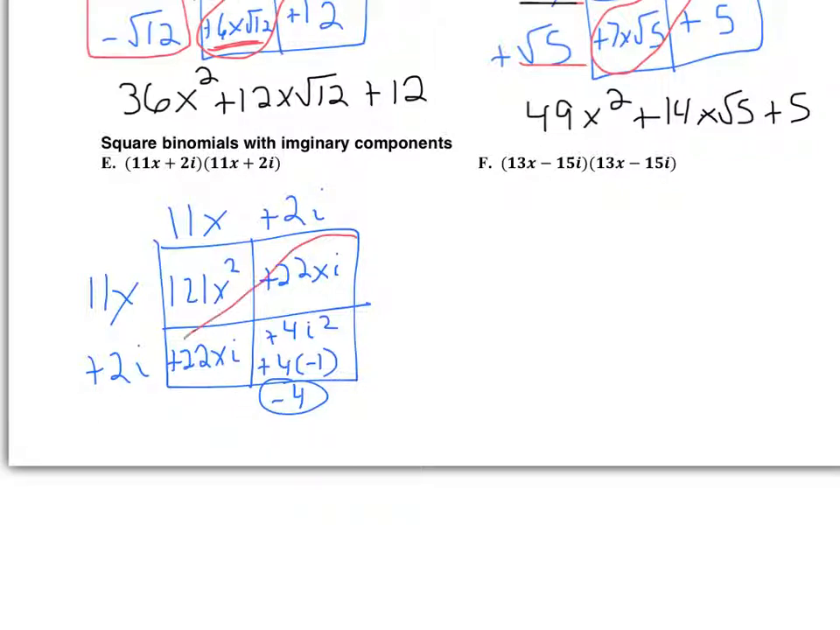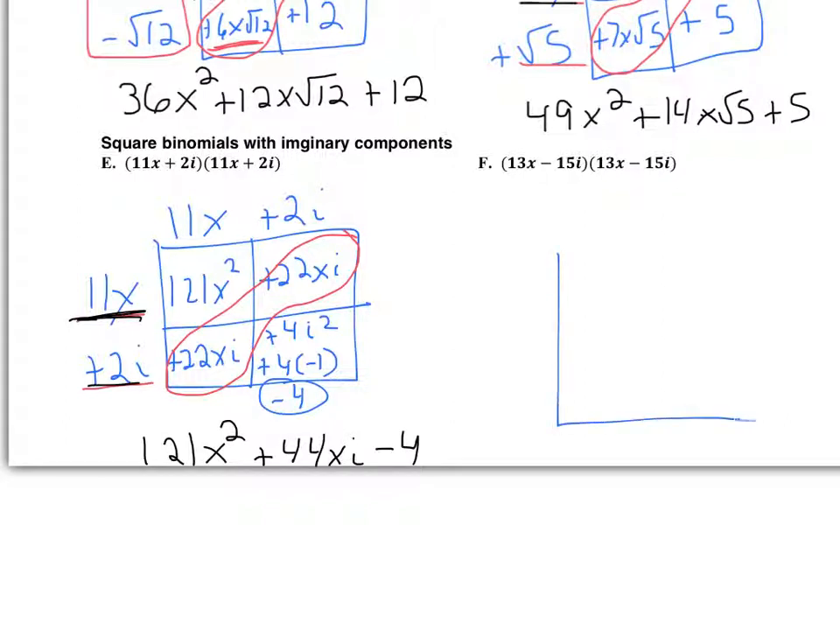We still have the middle terms that are the same, and they come from 11x times 2i. So in this case, we have 11x squared, we got that 121x squared, and then we multiplied 11x into 2i and doubled it, so we got plus 44xi. And then we squared the last term, and we got negative 4.